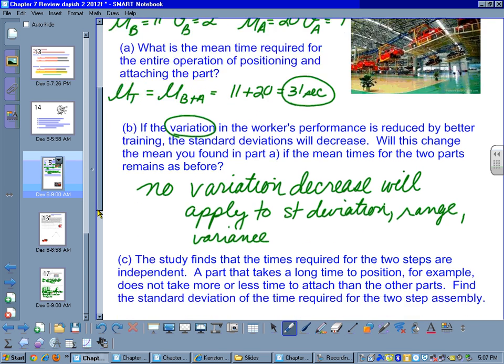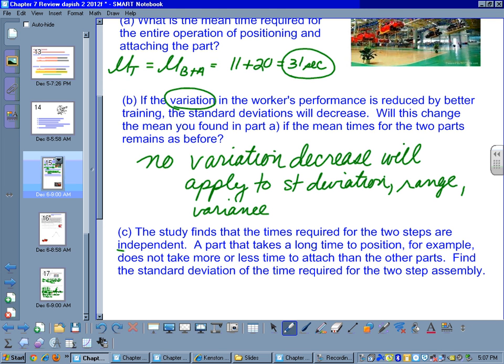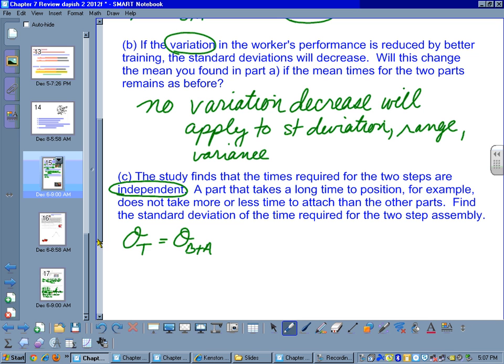For the last part of the problem, we are told that these two steps are independent, and because of that, we now can use the rules to find our new standard deviation of the total time. So the new standard deviation of the total time is going to be taking it from the bin and attaching it, but we have to remember that we cannot use standard deviations. We should not be combining standard deviations. We must be combining variances.